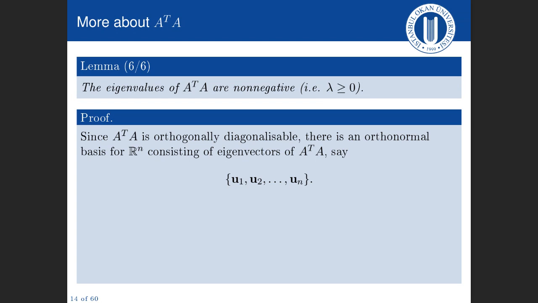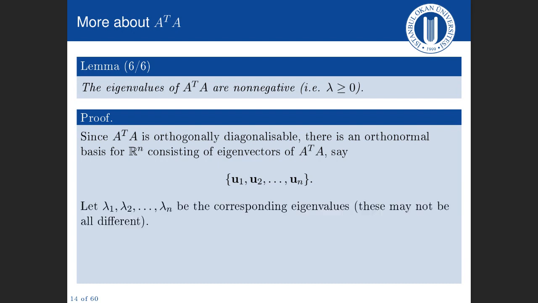Because it's orthogonally diagonalizable, think about what we were talking about last week. This means there is an orthonormal basis for R^n, because A transpose A is an n by n matrix, consisting of eigenvectors of A transpose A. Let's call these u1, u2, up to un. So these are orthogonal vectors, and each one of these is a unit vector. Let lambda 1 up to lambda n be the corresponding eigenvalues. These don't have to all be different. We might have the same number repeated in this list.